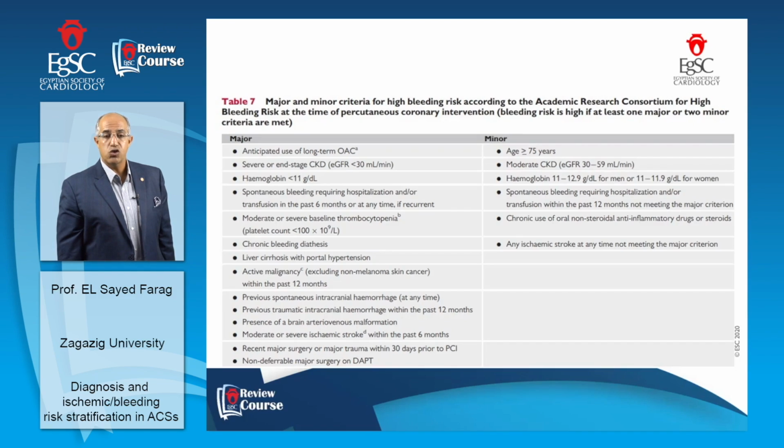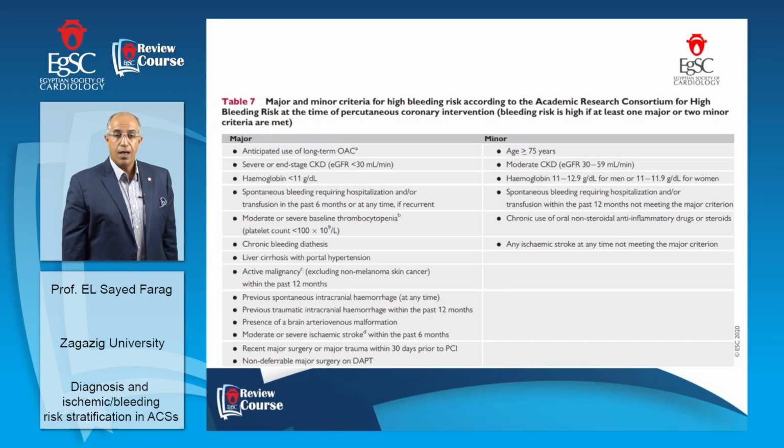moderate or severe baseline thrombocytopenia with platelets less than 100, chronic bleeding diathesis, liver cirrhosis with portal hypertension, active malignancy, previous spontaneous intracranial hemorrhage, previous traumatic intracranial hemorrhage in the past 12 months, presence of a brain arteriovenous malformation, moderate or severe ischemic stroke within the past 6 months, recent major surgery or major trauma within the 30 days prior to PCI, non-deferrable major surgery on DAPT. Those are the major criteria for high bleeding risk.